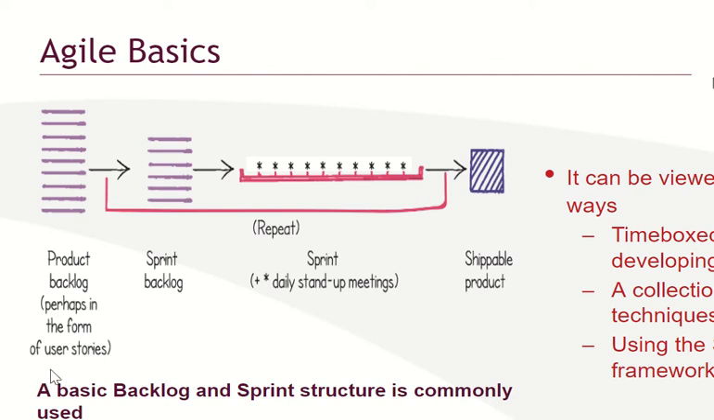Okay? All right. So the basic backlog and sprint structure is commonly used. In Agile generally, this backlog is being used, and sprint structure is also being used. What is a sprint? A sprint is taking one of the user stories in the backlog and dividing it into activities which will be achieved in 2 to 4 weeks.